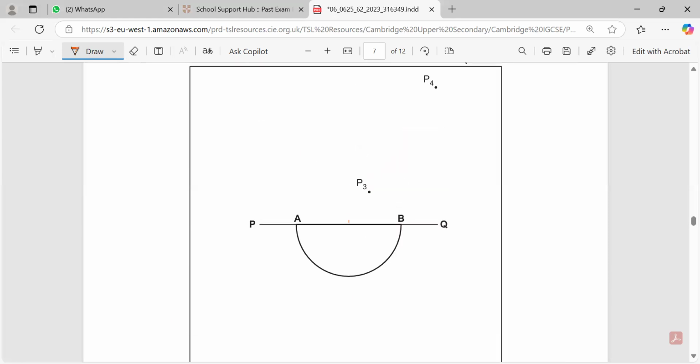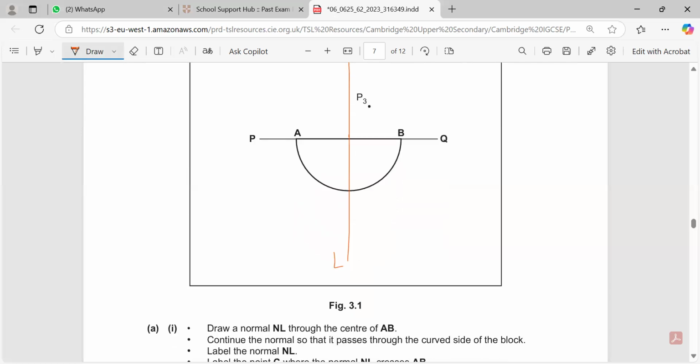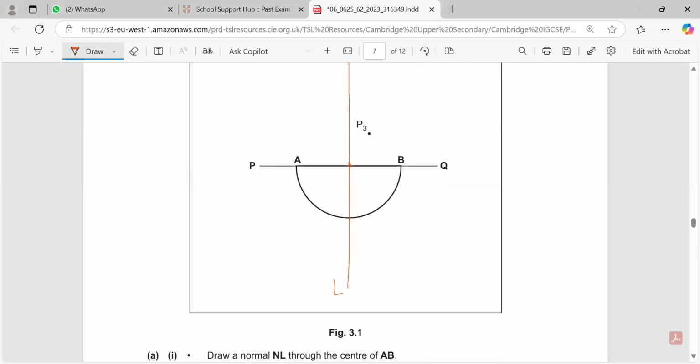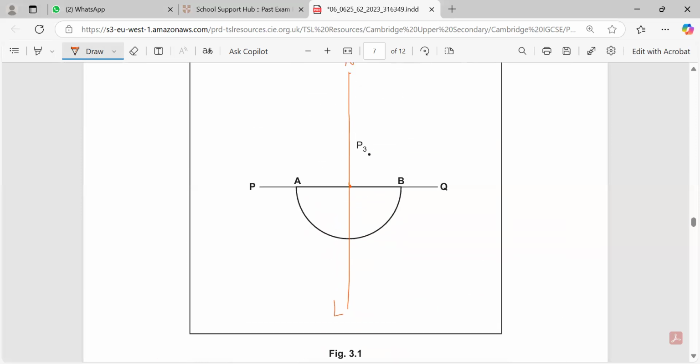So we need to draw a normal, and I'm going to draw a normal at this point. Like this, a straight line, and it is said the normal should be denoted by letters NL, and where it crosses AB, label it C. So this point I'm labeling as C.